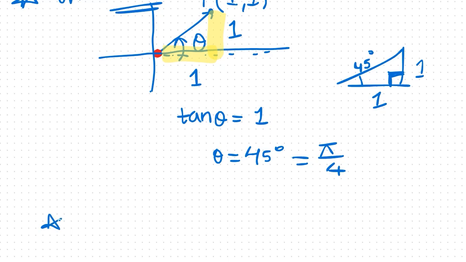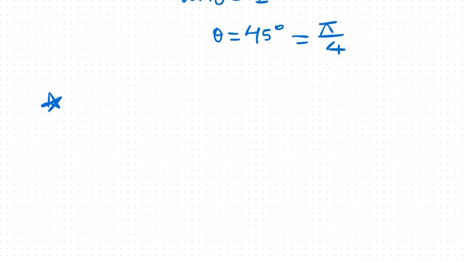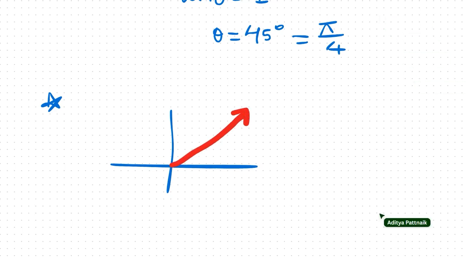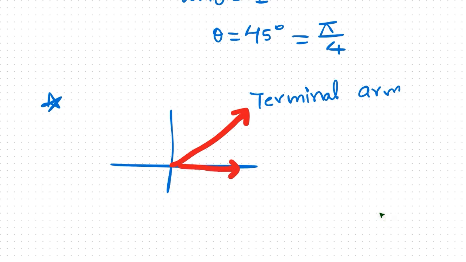Next thing is, let us generalize the concept. Let's say in standard position, this is called the terminal arm. This is the initial arm, and this angle from initial to terminal arm is called the principal angle.